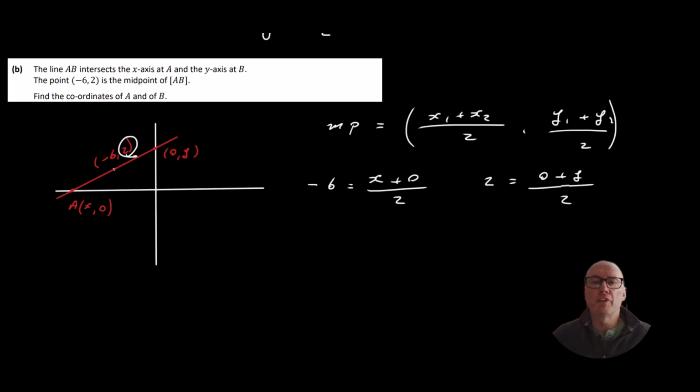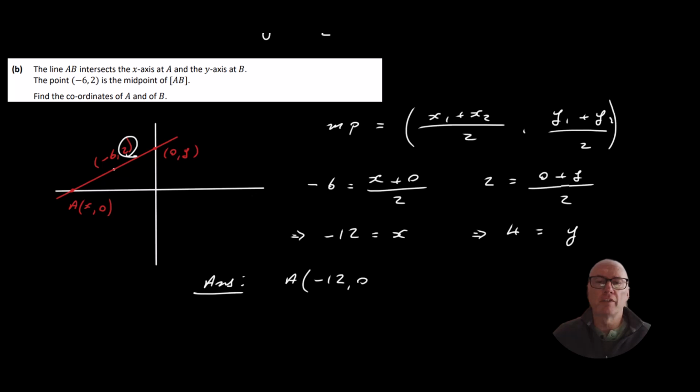So multiply both sides here by 2 and we get minus 12 is equal to x. Multiply both sides by 2 here and we get 4 is equal to y. So our answer then is our A value is x, which is minus 12, and y value is 0. And our B is 0, 4. That's it for question 1.